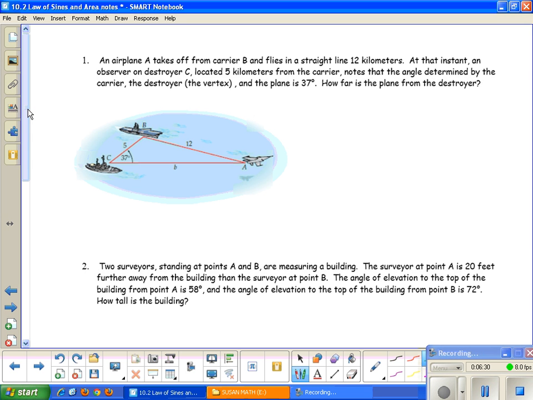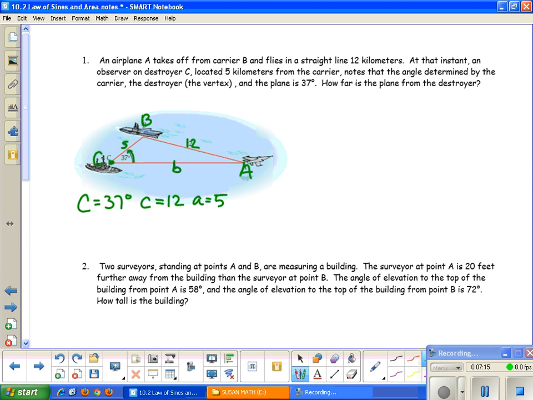So for this, this is the vertex, and the angle that we're making, we said, was 37 degrees here. So this distance would be 5 kilometers, and this one is 12. And this is the side that we were trying to figure out, the distance between the plane and the destroyer. So I know that, again, C is equal to 37 degrees. We're calling this here C, B, and A. So then the length C is equal to 12, and the length A is equal to 5. So I have an angle and two sides.